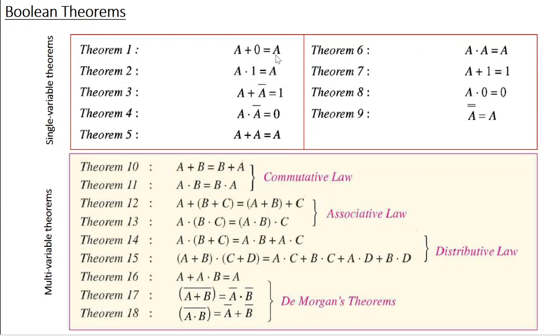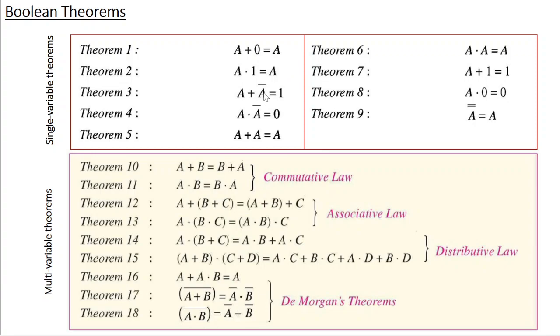A plus 0 equal to A. You can cross check this very easily by giving values to the variable. When I keep A as 1, 1 plus 0, 1 OR 0, is the same as 1. Anything ORed with a 0 gives you the same value. On the other hand, if A is 0, 0 plus 0 is once again 0. Second one, A dot 1 equal to A. So give A as 1: 1 dot 1 is 1, 0 dot 1 is 0.